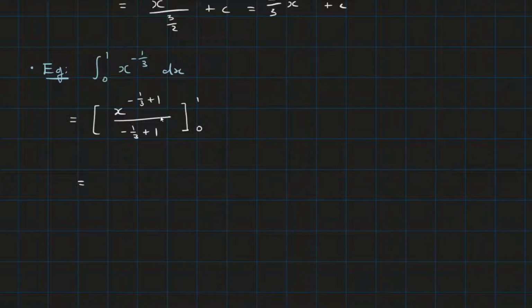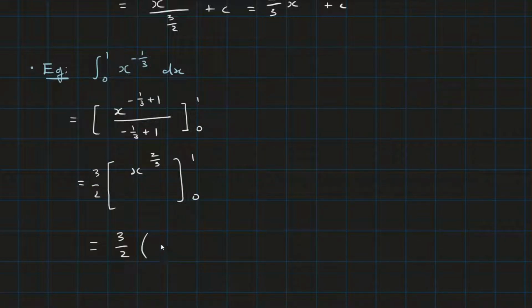Awesome. So now let's simplify our expression before we substitute in our bounds. So we got x to the power of negative 1/3 plus 1. So that becomes x to the power of 2/3. Then we divide by that power as well. And then this would be 1 and 0. Now, same as the previous question, dividing by 2 over 3 is the same as multiplying by the reciprocal of that, which is 3 over 2. So I just put 3 over 2 here. Now let's substitute in the bounds.